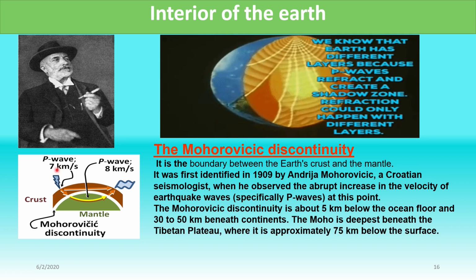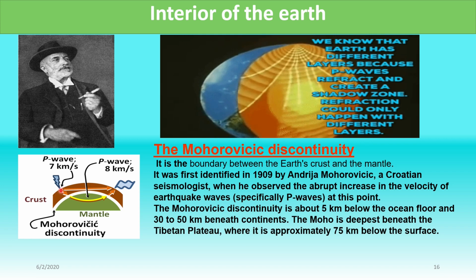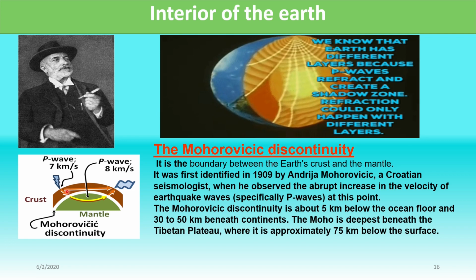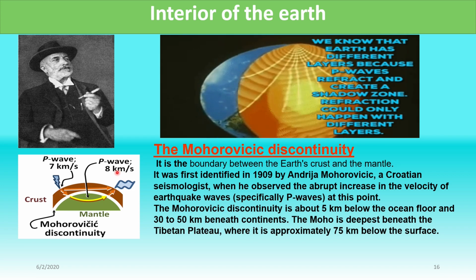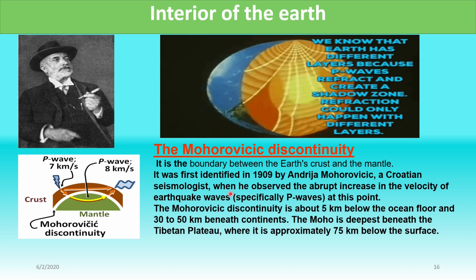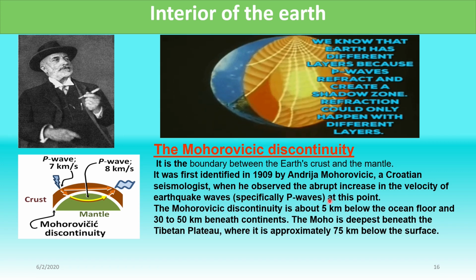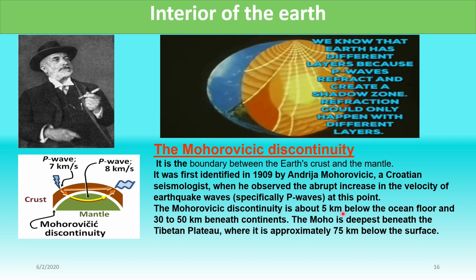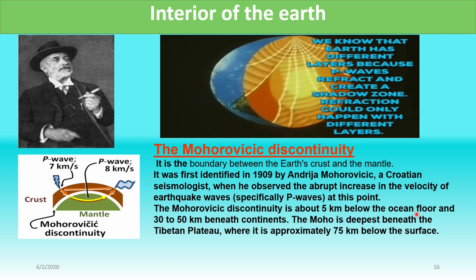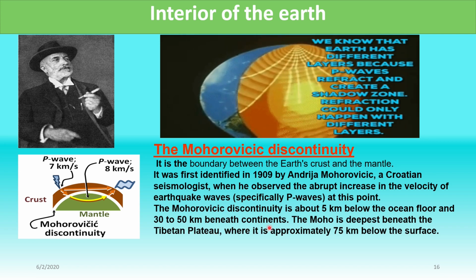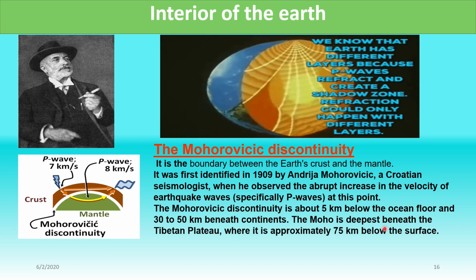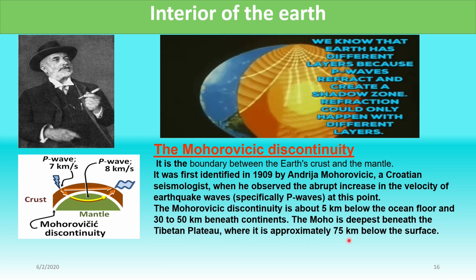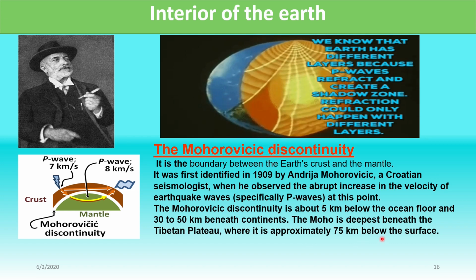Here you can see P waves going directly from one part of the crust to another. It is 7 km per second. But when it is going through the mantle, it is 8 km per second. That means the speed is increasing. The Moho is about 5 km below the ocean floor and 30 to 50 km beneath the continents. The Moho is deepest beneath the Tibetan plateau, where it is approximately 75 km below the surface.